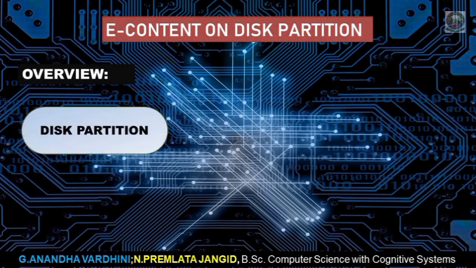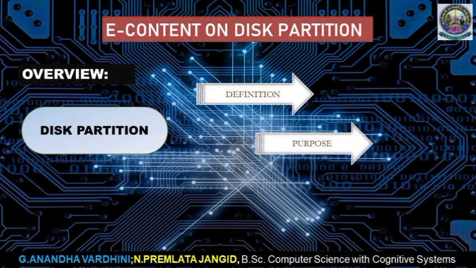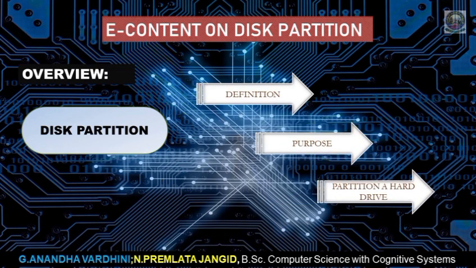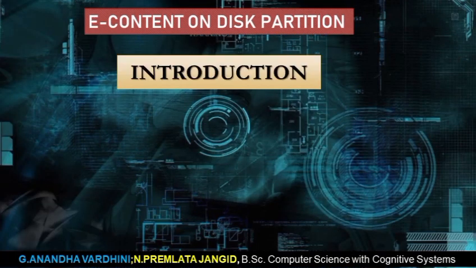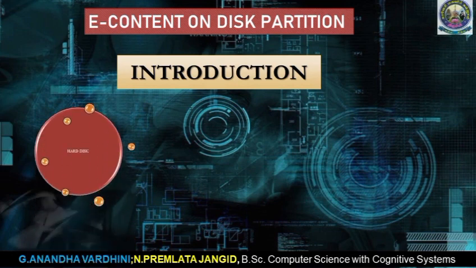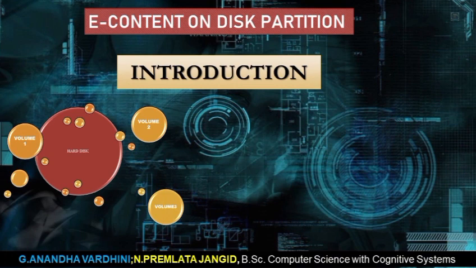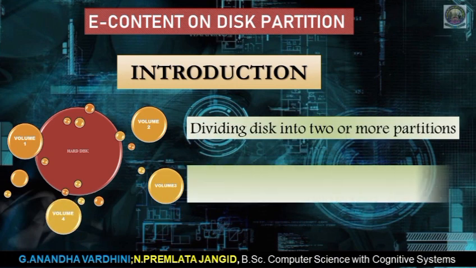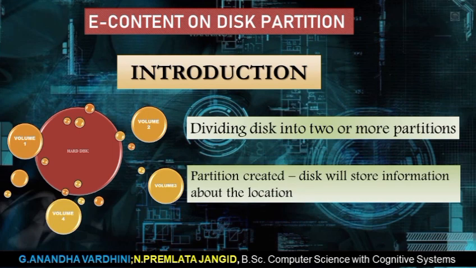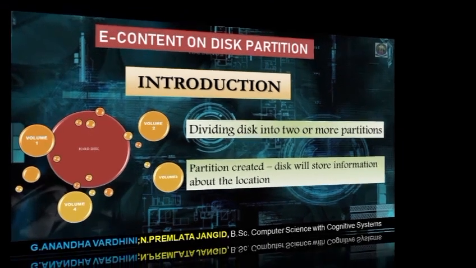In today's session, we are going to learn about what disk partition is, the purpose of disk partition, and how to partition a hard drive. First, let's learn about what disk partition is. Disk partitioning is one step of disk formatting. It is a process of dividing a disk into two or more partitions. If a partition is created, the disk will store the information about the location.